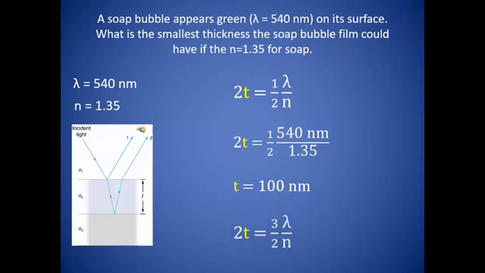If we are interested in the next thickness, where we would see the bright green light reflected, we would need to use the next half order, or 3/2. Essentially, we would just be multiplying our smallest thickness by 3, and we would find 300 nanometers would also reflect the green light.